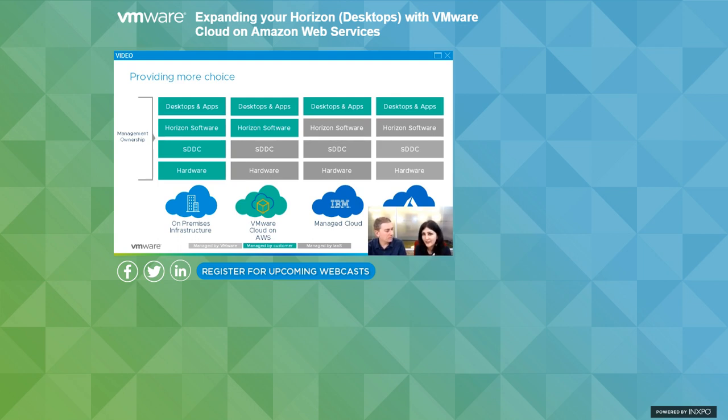One is on a managed cloud, meaning either you could go to your favorite partner, or we have an offering on IBM, powered by the IBM Cloud as well. And then we have your bring your own public cloud, which is Horizon Cloud on Azure. But in both those cases, you have desktops and apps that you focus on, and everything else is managed between VMware and the IaaS provider.